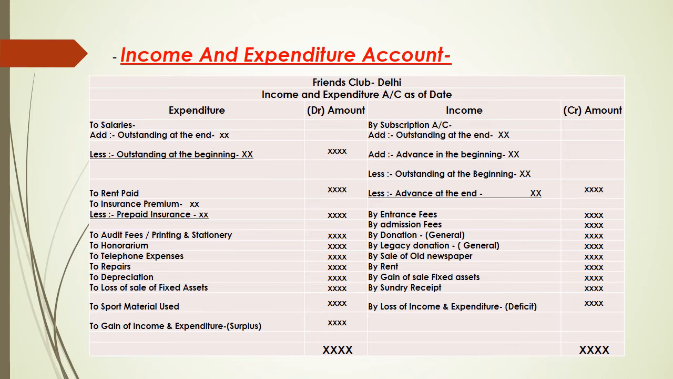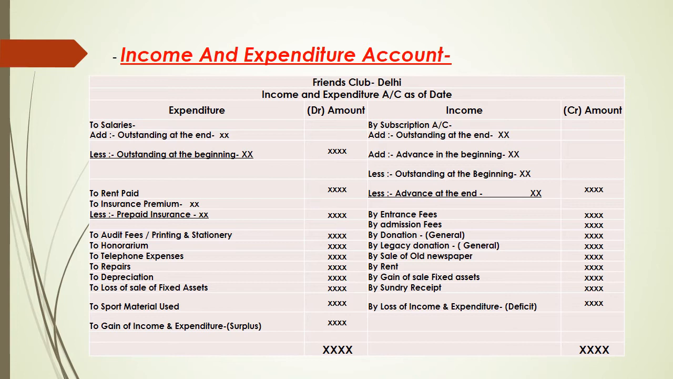The next point is audit fees and printing and stationery, which are recurring nature expenditure. Recurring nature expenditure means expenditure that repeats every month, every quarter, or every half year, but repeats within 12 months. That expenditure should be recorded under the expenditure account. In that case, honorarium, telephone expenses, repairs, depreciation, loss on sale of fixed asset, and sports material used are the items of recurring nature and revenue expenditure, which should be recorded under the expenditure account.